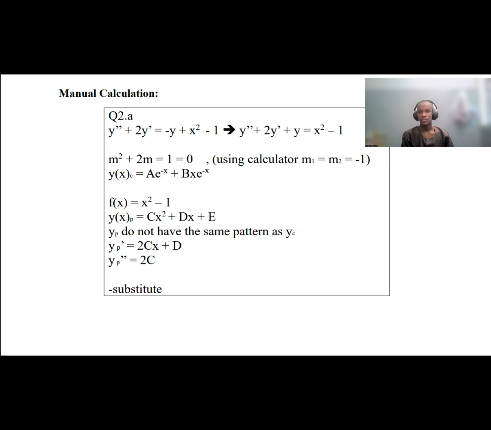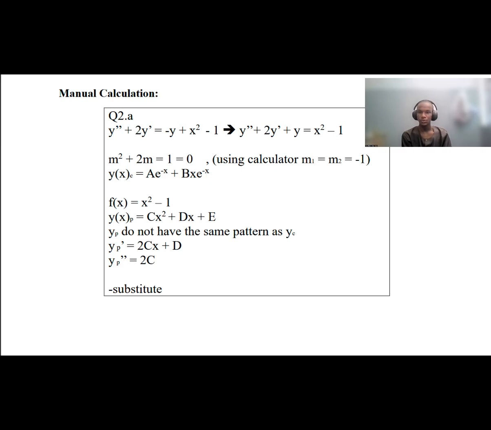So the solution is yc equals a times e to the negative x plus b times x times e to the negative x. For the particular solution, since the right side is x squared minus 1, we need to assume yp equals cx squared plus dx plus e. Taking derivatives, yp prime equals 2cx plus d and yp double prime equals 2c.